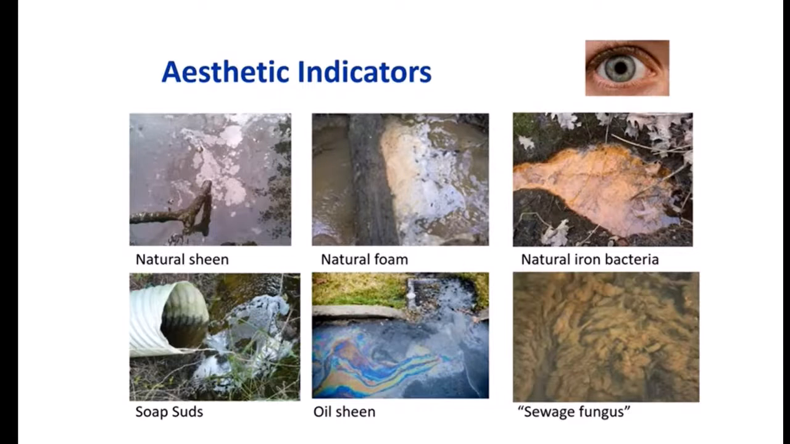An oil sheen will have color bands that swirl and stay together when disturbed. This would be caused by pollution from petroleum products. And lastly, on the bottom right side, you see quote-unquote sewage fungus. Yung itsura lang niya yung mukhang fungus, but this is actually caused by bacteria associated with sewage polluted water.